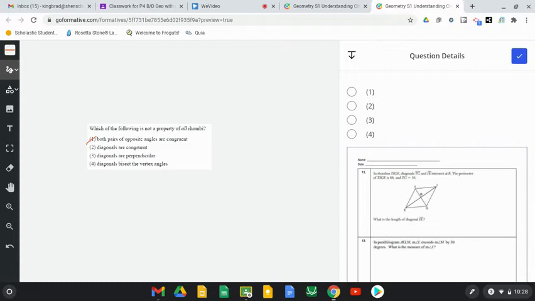Is it true that my diagonals are congruent in a rhombus? No. This is for a rectangle and square. That's what it's true for. Sorry for my poor writing. So it's true in a rectangle and a square only, not a rhombus. The last three are true in the rhombus.